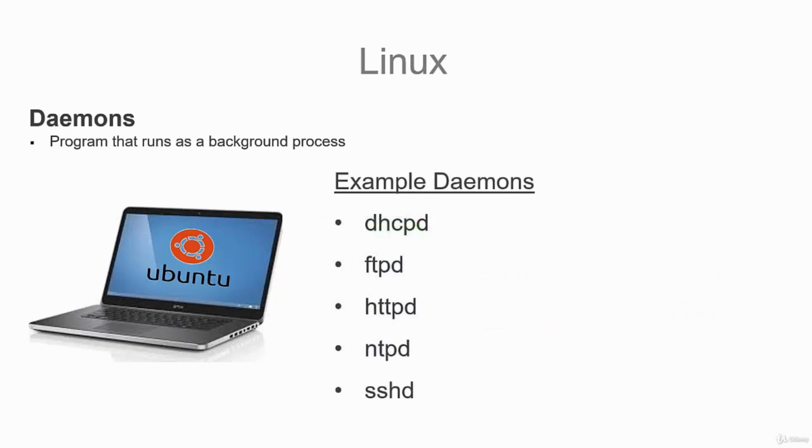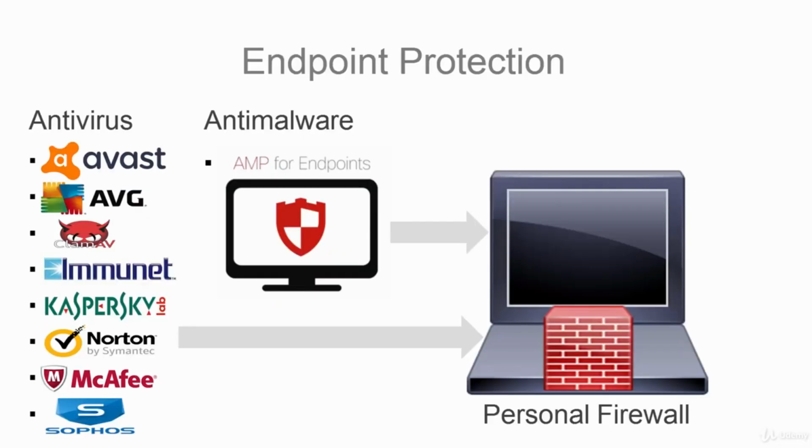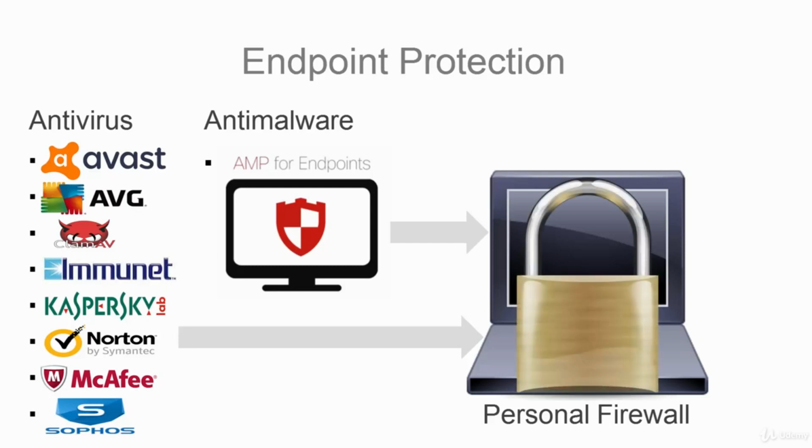Some common daemon examples would be things like DHCP, FTP, and SSH, and you'll notice that their names typically end with a D, as you see here. To protect endpoints from cyber threats, antivirus, anti-malware, and personal firewalls can be used.